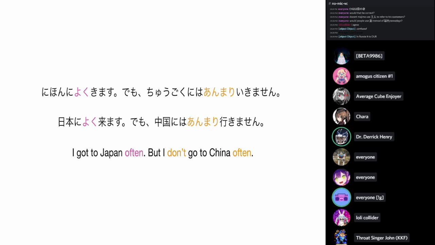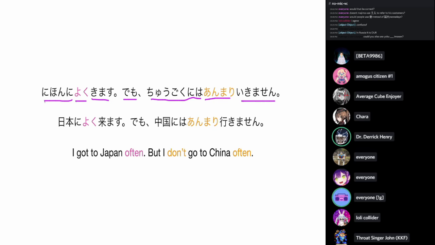There's a sentence that uses both at the same time. Nihon ni yoku kimasu. Demo, Chugoku ni wa anmari ikimasen. Nihon ni is to Japan. Yoku kimasu is I go often. Right? Actually, it's kimasu, so it's I come to Japan often. Small mistranslation there for me. But it's I come to Japan often.